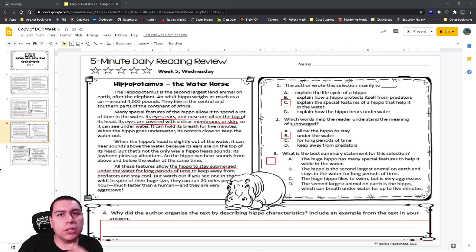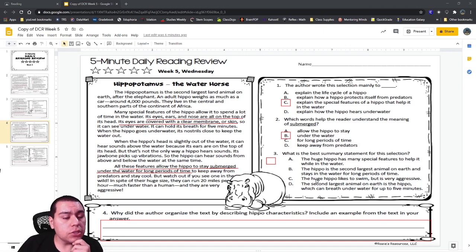No. A summary needs to talk about the important parts. It can't talk about every little detail because then it would be just as long as the story. It has to focus on the important parts of this. So if the big important part of my story isn't that it can breathe underwater for 5 minutes, then it shouldn't be part of my summary. If I don't want to pick answer choice D, that leaves me with 3 other answer choices.